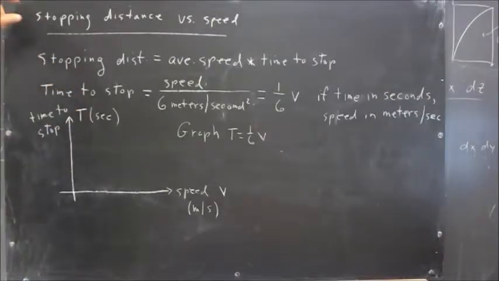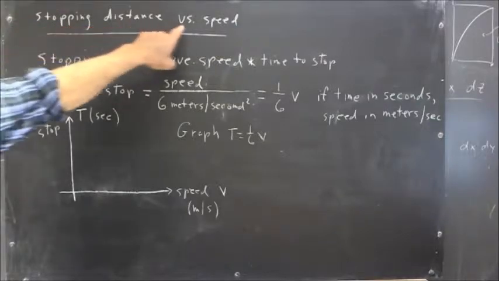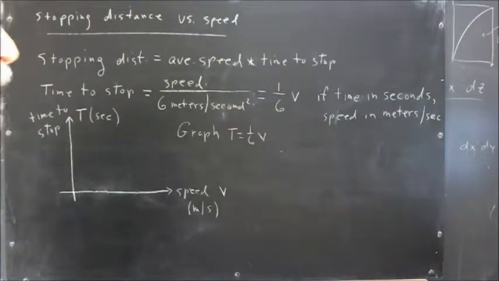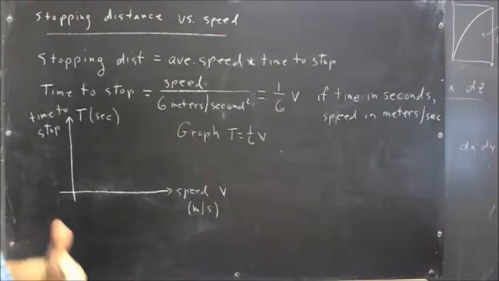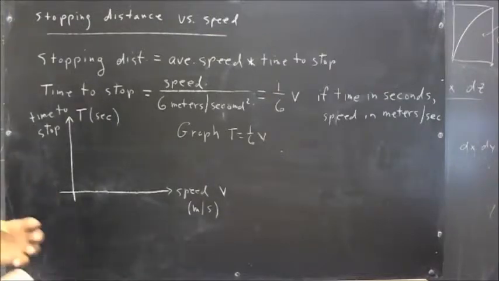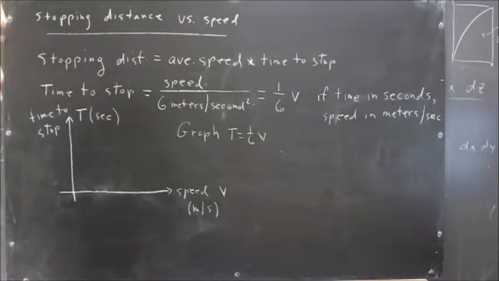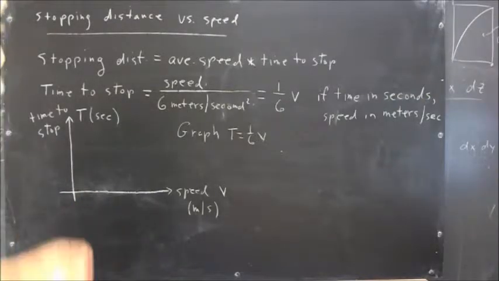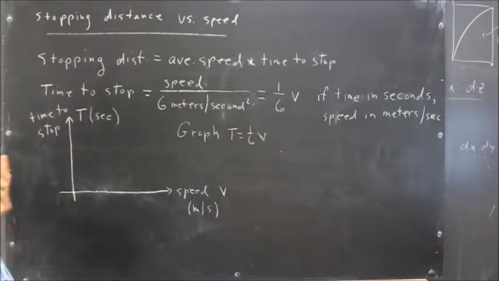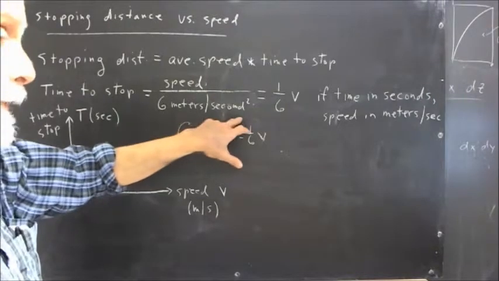We're going to look at another model that's going to end up being quadratic. And this would be stopping distance versus speed. The faster you're going, the longer it takes you to stop. Assuming you're going to stop as quickly as possible, on typical dry pavement with typical roads, your stopping acceleration is around 6 meters per second squared.